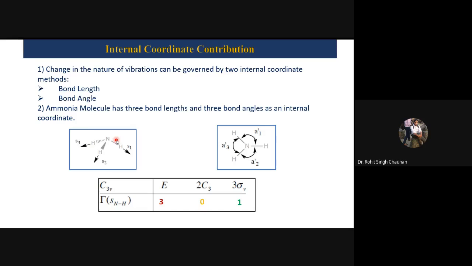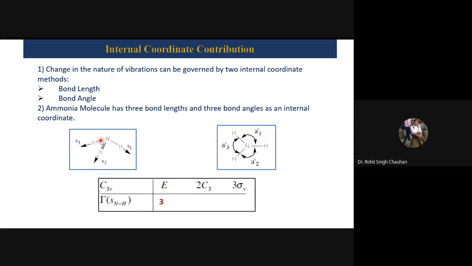Okay, again I will repeat it. You make it as a practice now. E means you are going to rotate the molecule with the angle of 360. So any molecule which is rotated 360 means nothing is going to be changed. But here we are going to see the bond, right? So how many bonds are there? 3. So all 3 bonds are not going to be rotated during the symmetry operation E. That's why we will write it here 3.